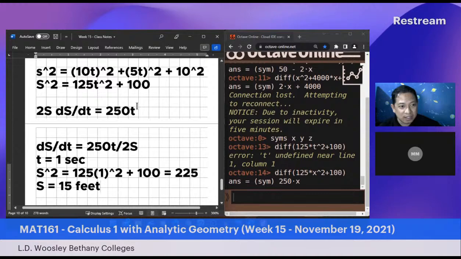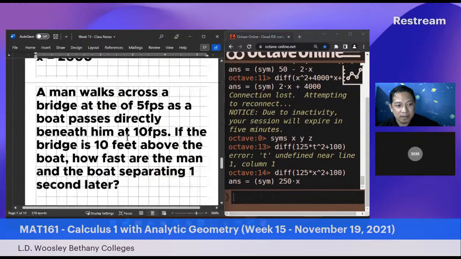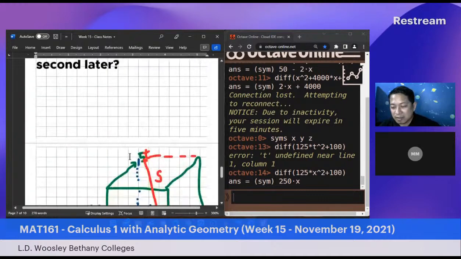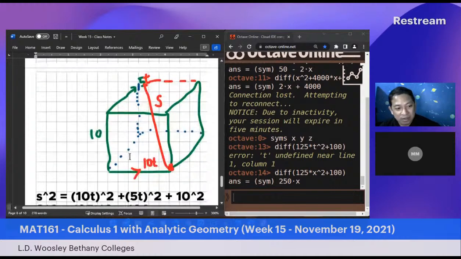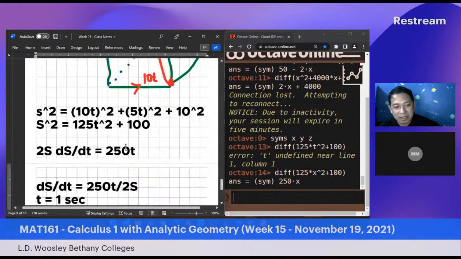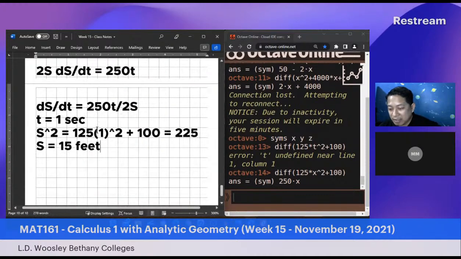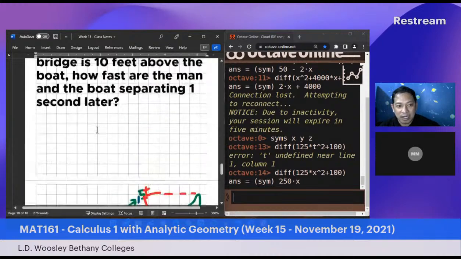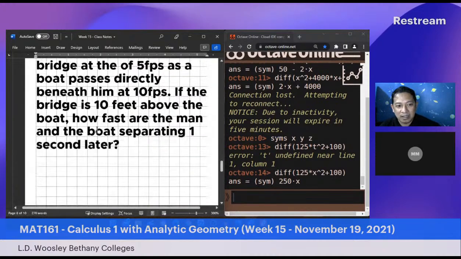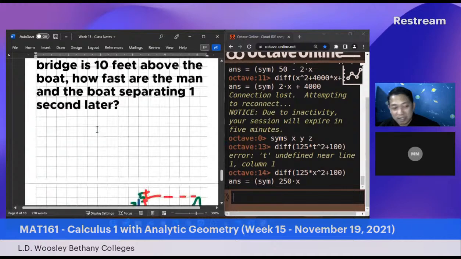Pero ang tanong dyan, how fast? Hindi lang how long, Micaela. So there must be a differentiation there. How fast is the man and the boat separating 1 second later? Kasi kung ang itanong lang how long, okay na. Hindi mo na kailangang i-derivative yan. Substitute mo lang yung time. That's already 15 feet apart after 1 second. Kaya lang ang tanong, how fast are the man and boat separating?